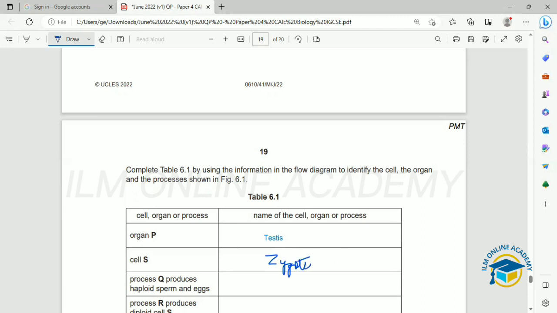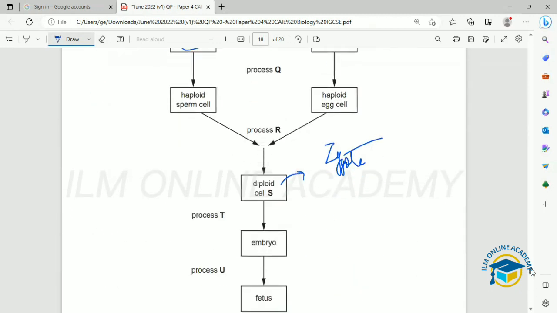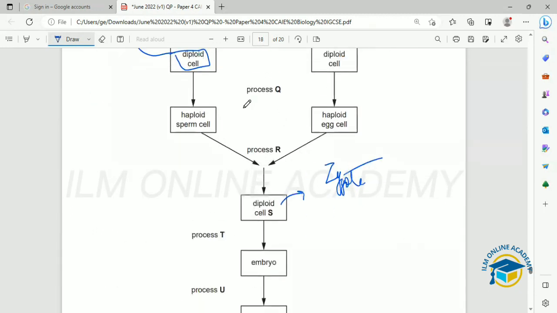And then process Q produces sperm and eggs. So these are the haploid sperm cell and haploid egg cell being produced through process Q. So it would be meiosis. It cannot be mitosis, because through mitosis diploid cells would be produced. So it's meiosis.